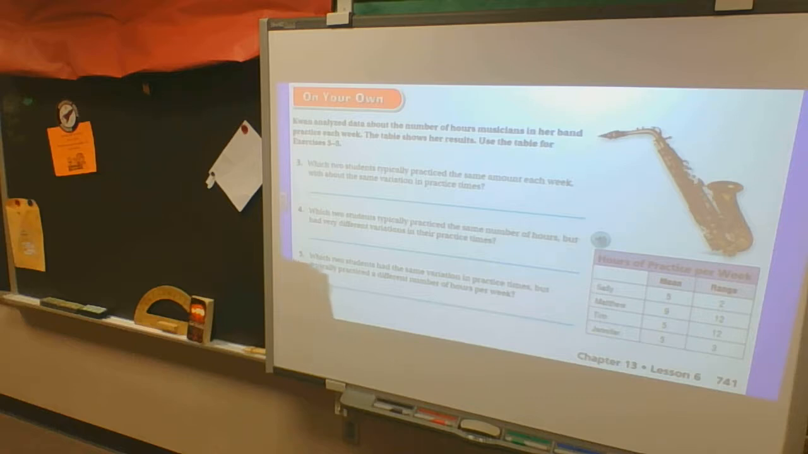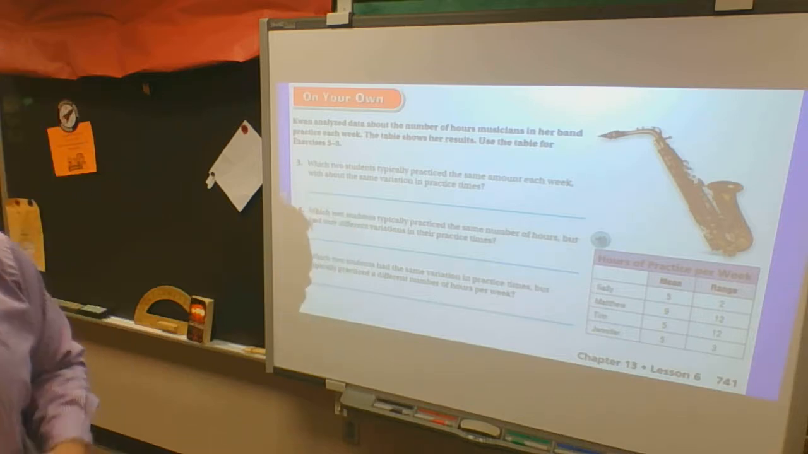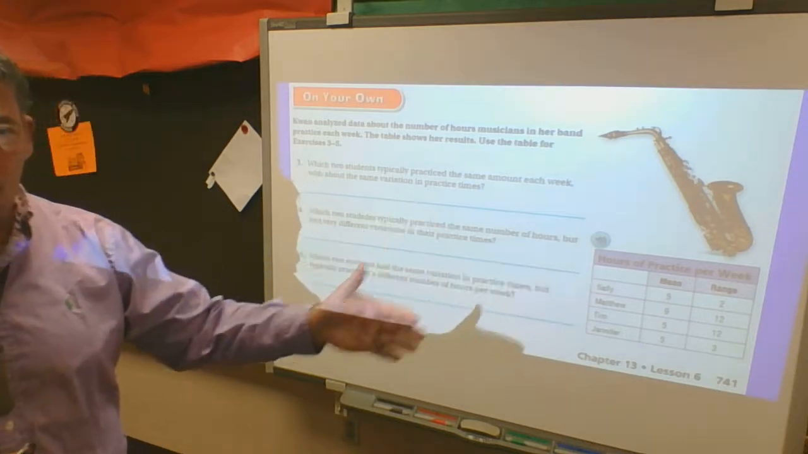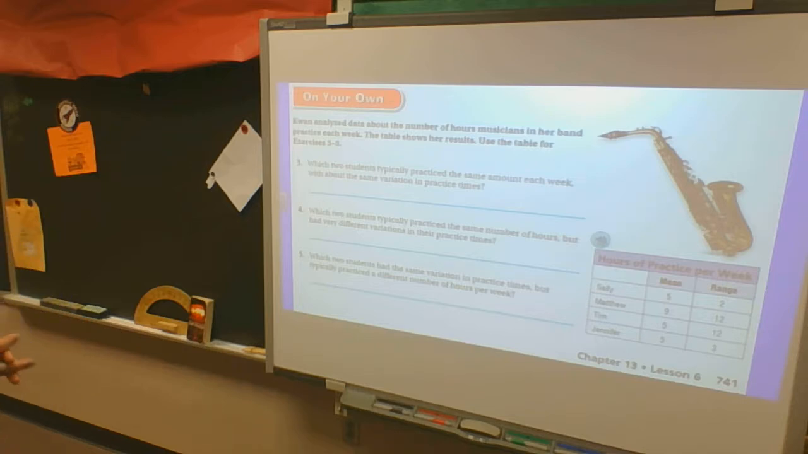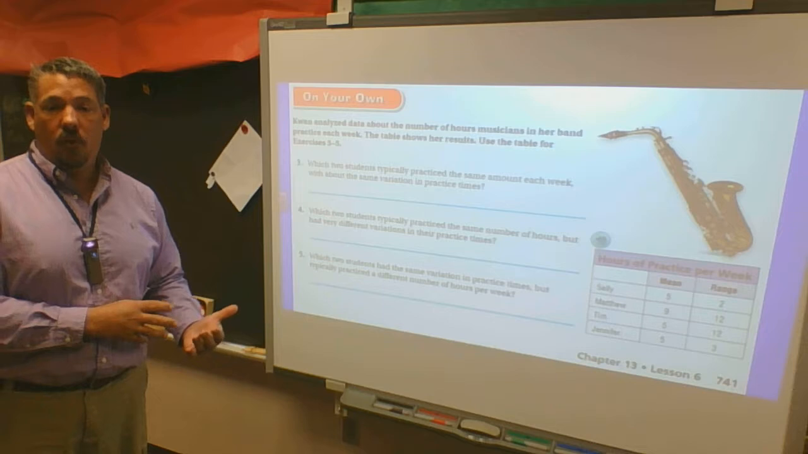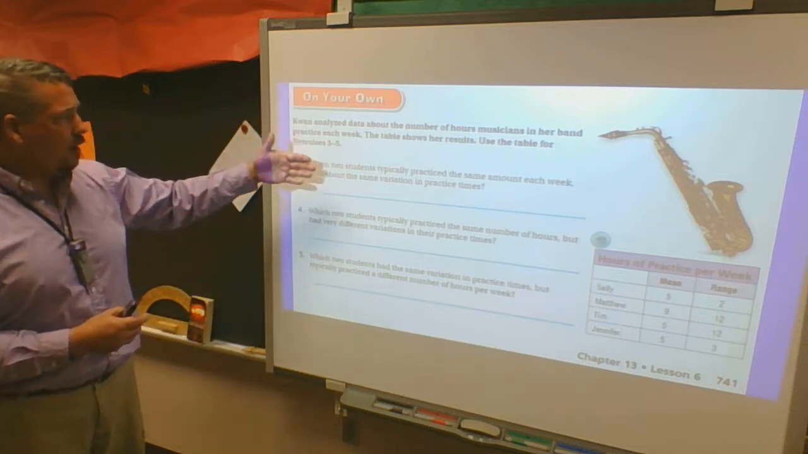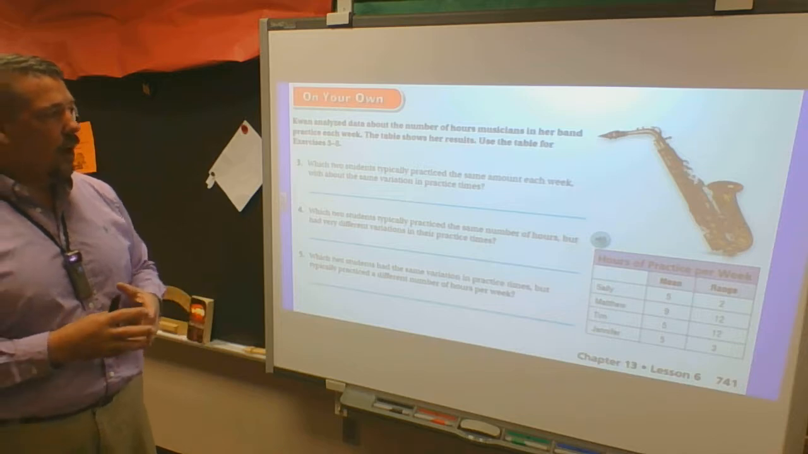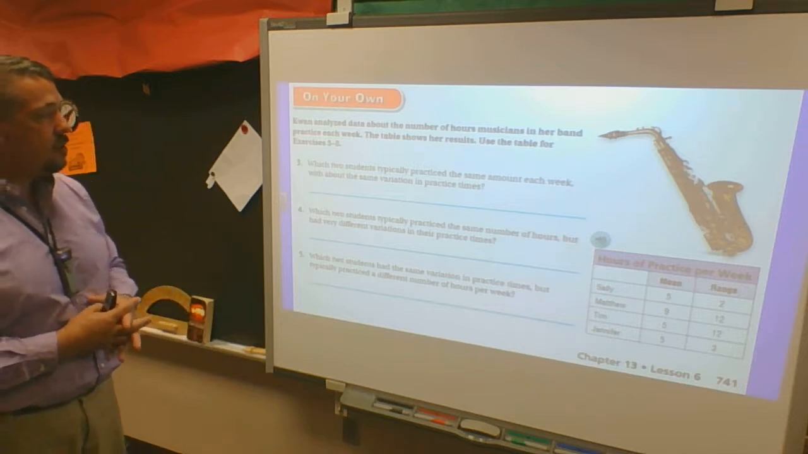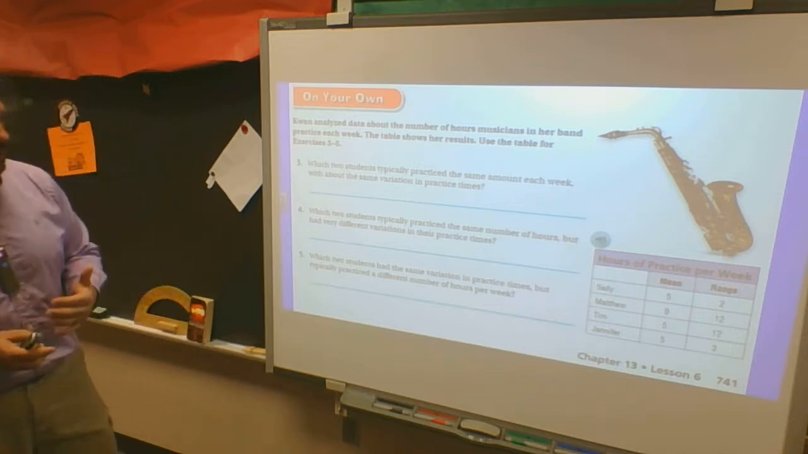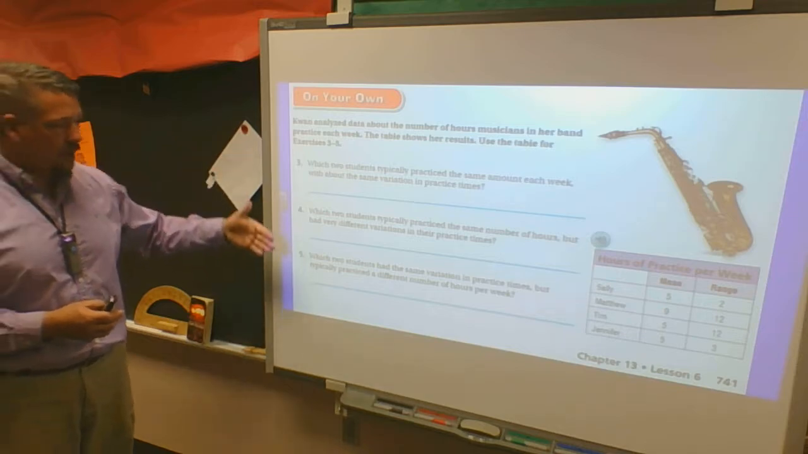As we move on to 3, 4, and 5 then, we're going to take this information, look at the information as we finish up here and talk about what it means. Now, some of my answers could be multiple answers, which we'll see here in just a moment. It says, Quan analyzed data about the number of hours musicians in her band practice each week. The table shows her results. We're supposed to use that for these 4.